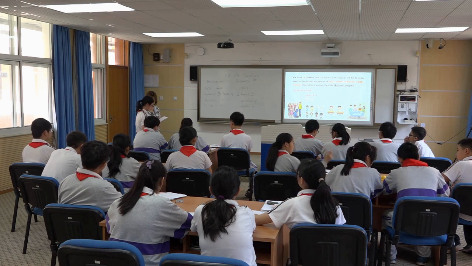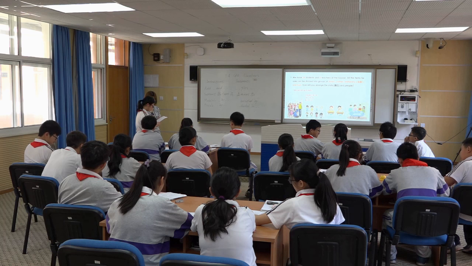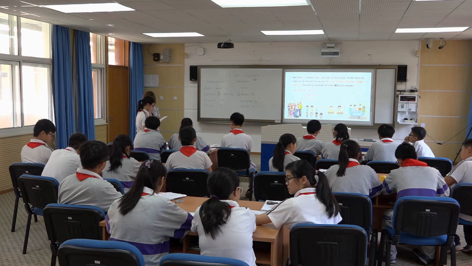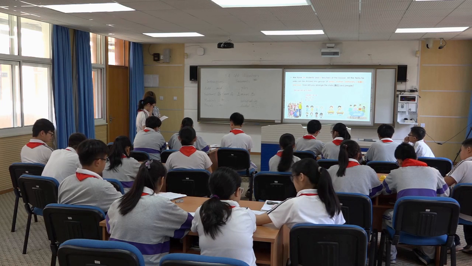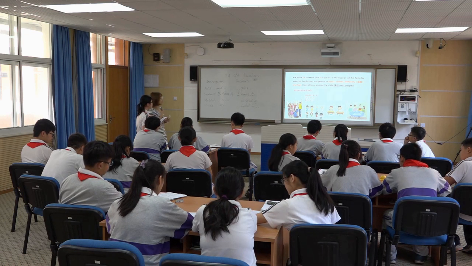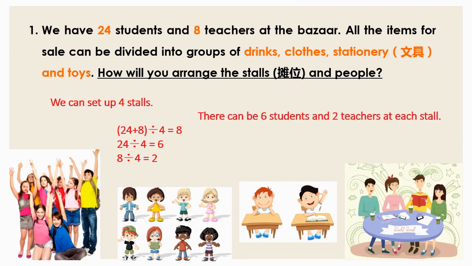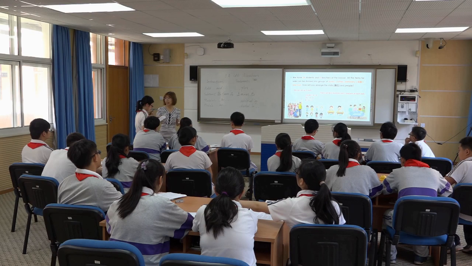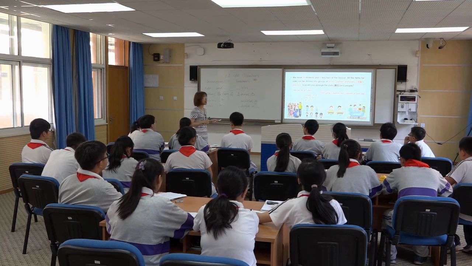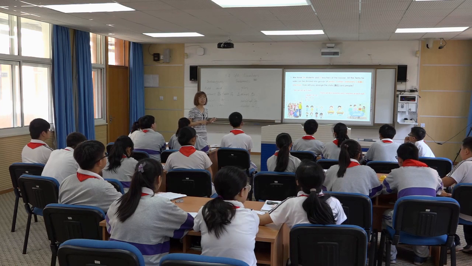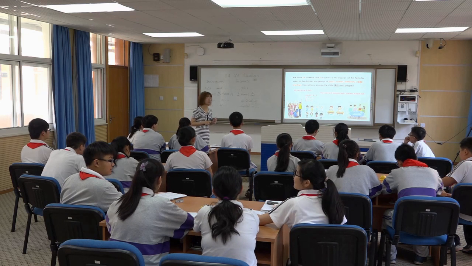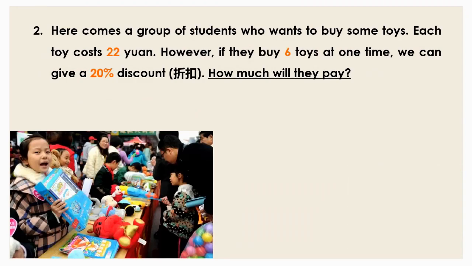How did you get that? 24 plus 8 equals 32 and divided by 4 equals 8. Yes, excellent. So we should express in English like this. Sit down, please. There will be 6 students and 2 teachers at each store. Before that, we set up 4 stores, right? Very good. So, number 2.